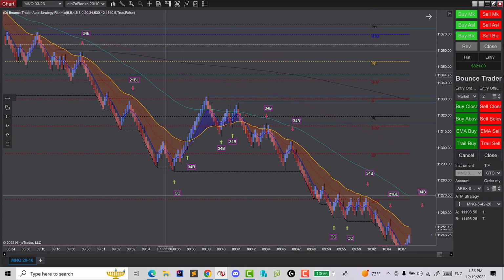So I counted about 30 setups in about 3.5 hours. So yeah, the bounce method works not only in the morning. You could trade it later in the late afternoon too. So there you go.